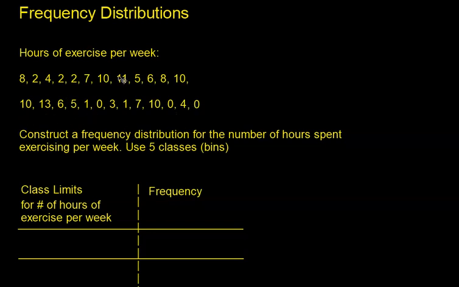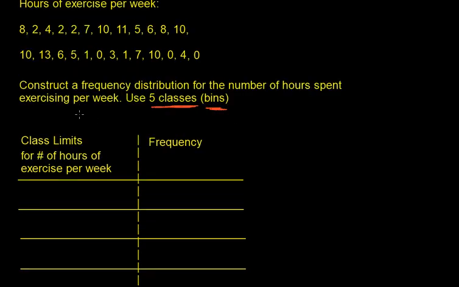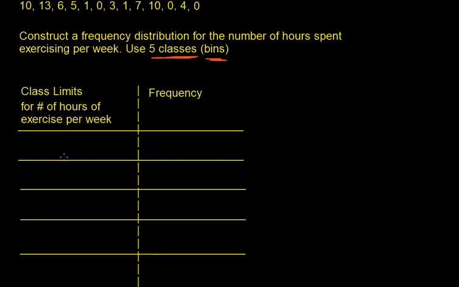Okay, so we have 25 observations of the number of hours of exercise per week. So we asked 25 different people how many hours they exercised, and they reported these numbers. Okay, we're going to construct a frequency distribution with only 5 classes. So we're going to use 5 classes. Now the number of classes will always be provided for you. So 5 classes, or sometimes classes are called bins. They're interchangeable terms.